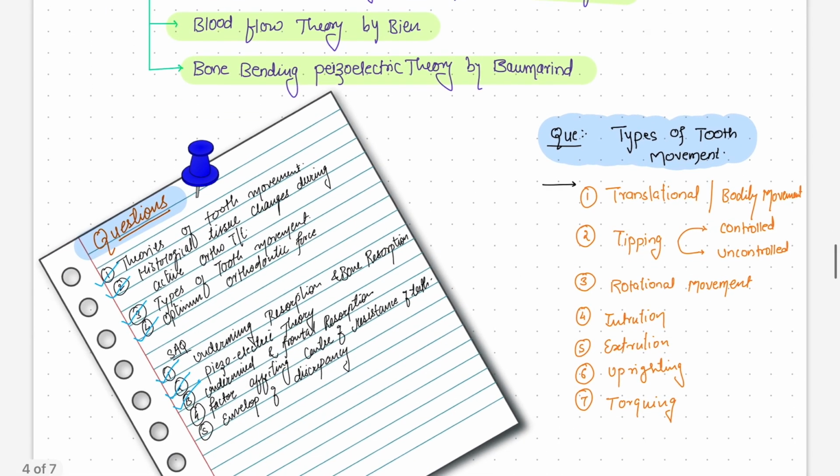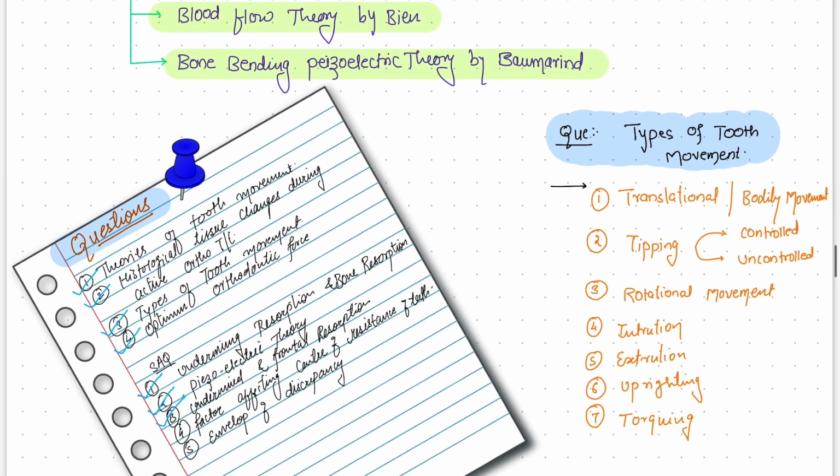Then, what are the types of tooth movement? Here also you get one short answer question for 3 marks in the orthodontics paper. The first type is translational or bodily movement, which means the whole tooth is moved from one place to another. Then there is tipping, controlled tipping and uncontrolled tipping. Tipping is only the tilting movement of the tooth: suppose this is a tooth and it is tilted in this way, only the crown is tilted. That is tipping.